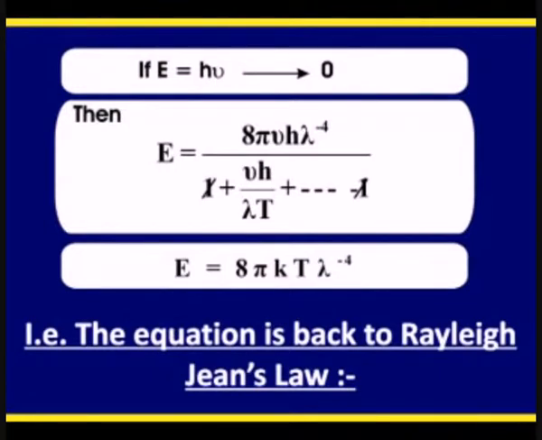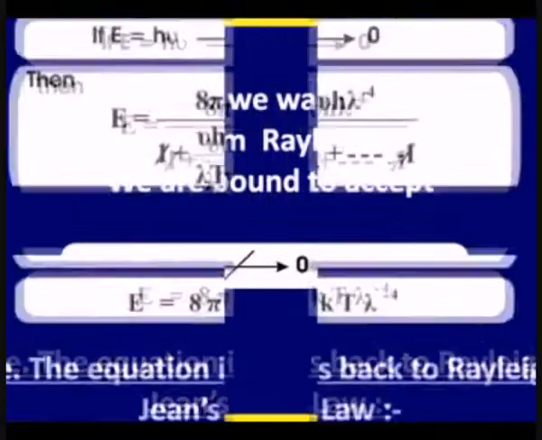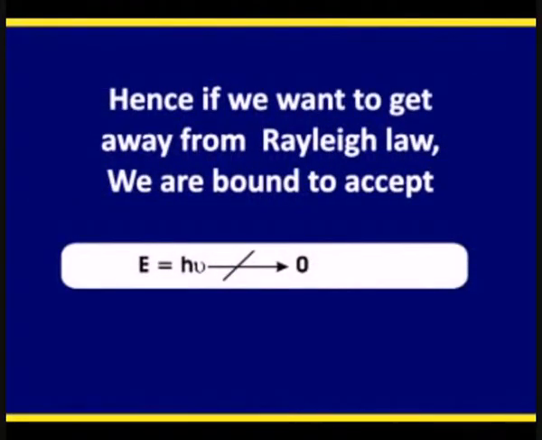When we take energy epsilon equal to h nu tending to 0, the equation returns back to 8 pi kT lambda to the power minus 4. That is, Lord Rayleigh's or James Jeans' equation is turning back. Therefore, if we want that the Rayleigh equation should not come back, then we are bound to say that E equal to h nu should not tend to 0.